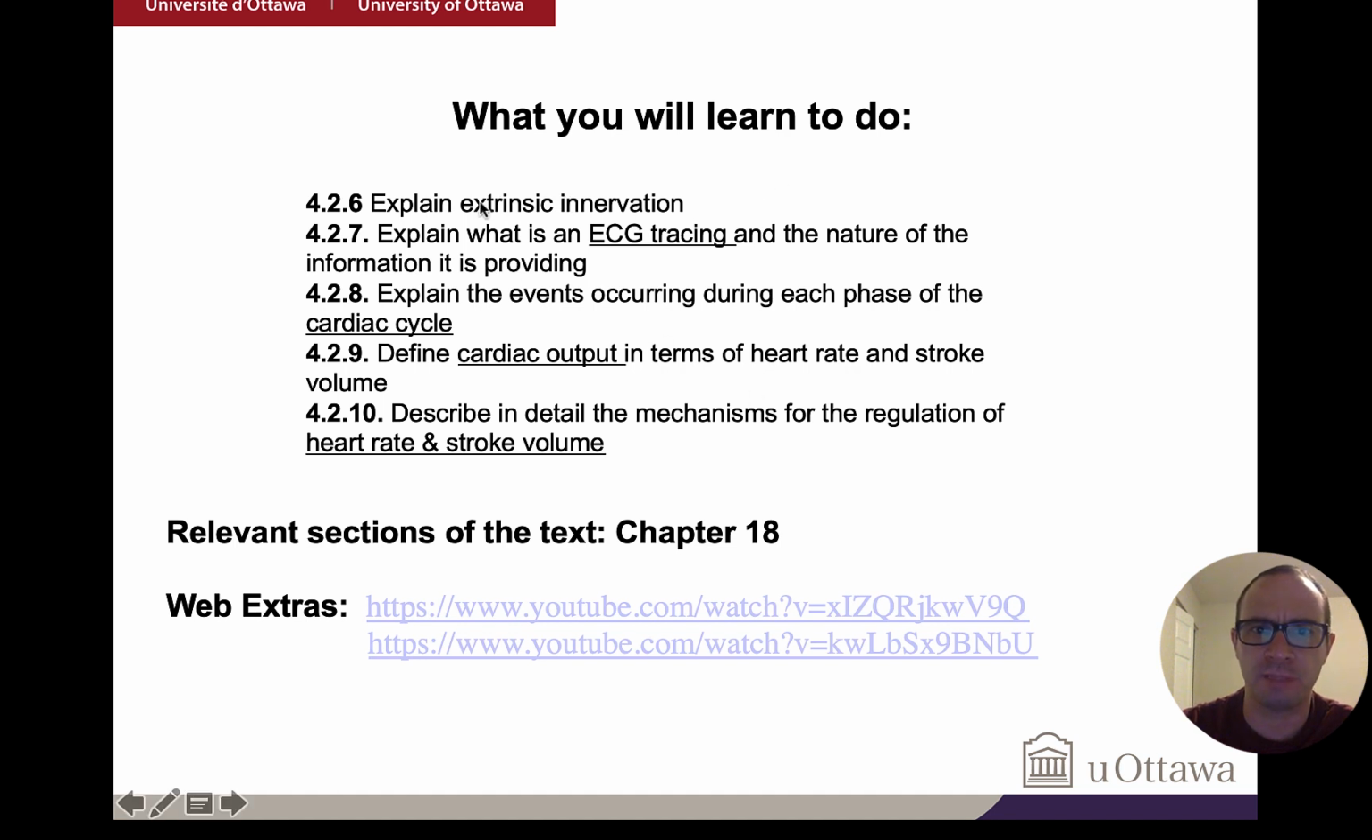So we're going to talk a little bit about extrinsic innervation. Here we're talking about how that intrinsic conduction system is modified by external factors. We touched on that briefly last time, but we're going to go into more depth. We're going to talk about ECGs, or what you might know as EKGs. We're going to focus on the cardiac cycle and define what we mean by cardiac output, heart rate, and stroke volume. We're still on chapter 18, and here's some extra videos that might help you learn some of the content.